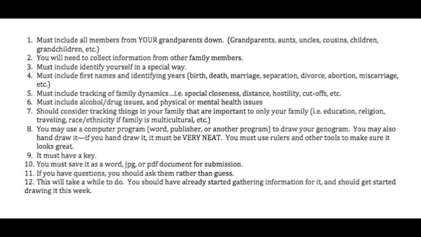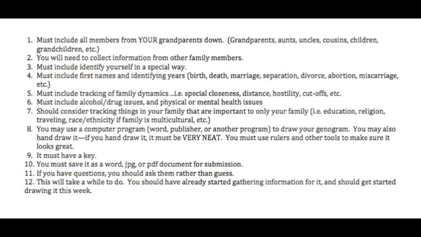You need to include alcohol or drug issues, physical or mental health issues, and you should consider tracking things in your family that are important maybe only to your family, like education, religion, traveling, race and ethnicity if the family is multicultural, etc. You may use a computer program like Word, Publisher, or another program to draw your genogram.